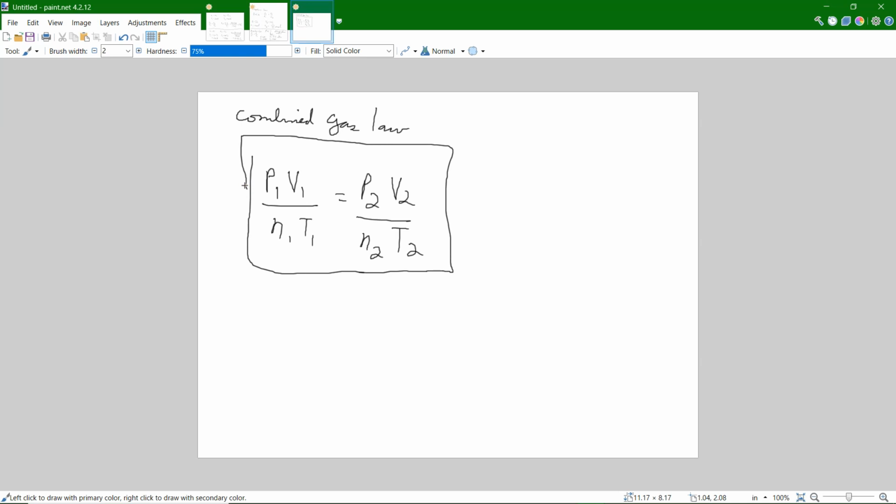Let me see how our book does it, because some books don't call it anything. How about that? Our book's not going to call it anything. So you don't have to give it any name. Just know that this equation here is going to allow us to look at changes in pressure, volume, amount in moles, and temperature when we change at least one of the properties.